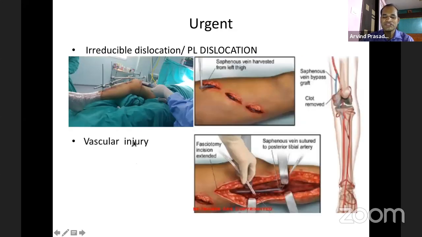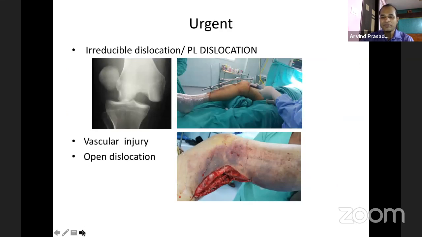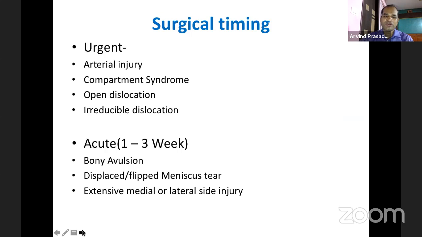Next is the vascular injury. Again, it should be treated urgently. It should be taken to the OT immediately. And if there is an embolus, that should be removed. Or if there is complete cutoff, then with the help of saphenous vein, repair of the vascular injury should be done and should be stabilized with the external fixator. Any open dislocation should be treated urgently. And the acute timing for the surgery is between 1 to 3 weeks.